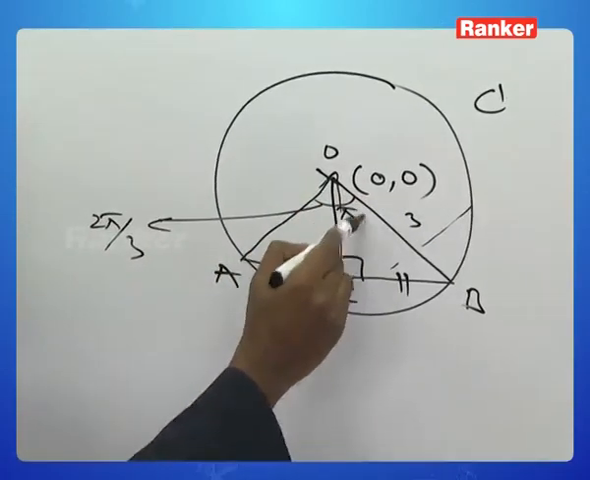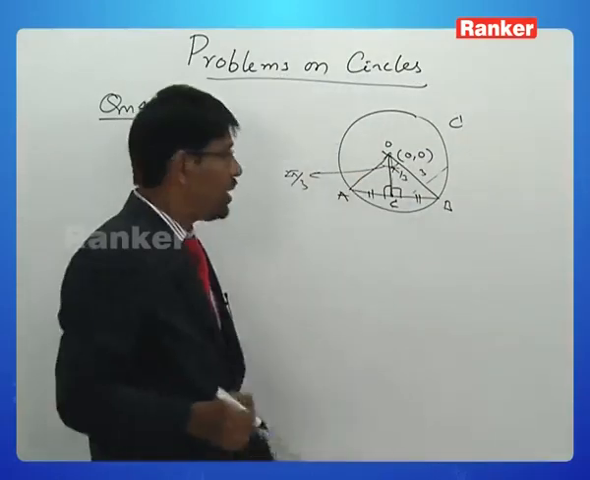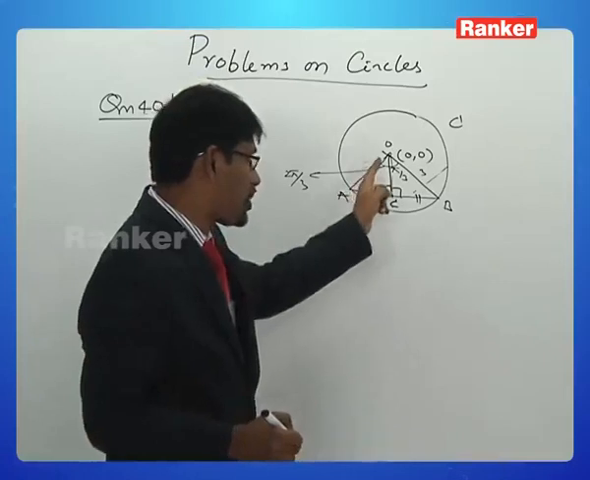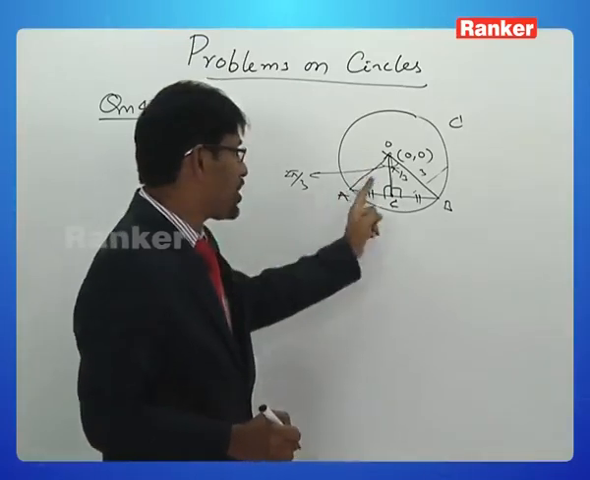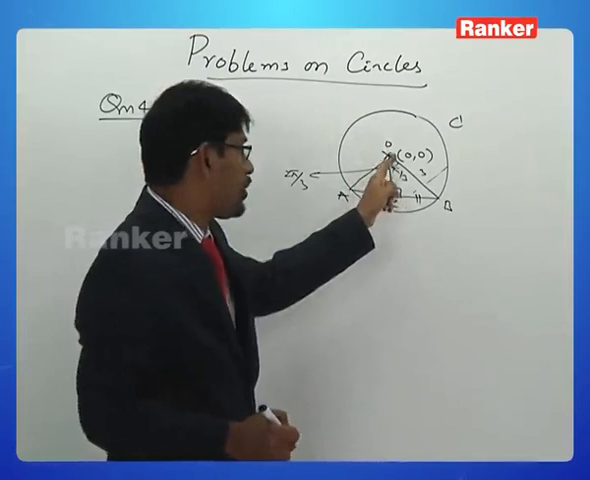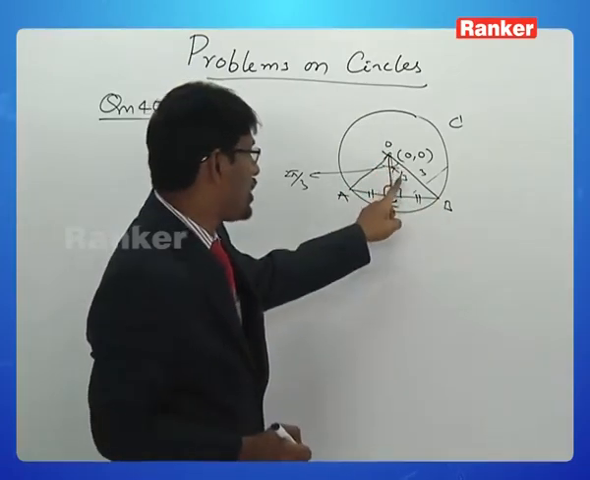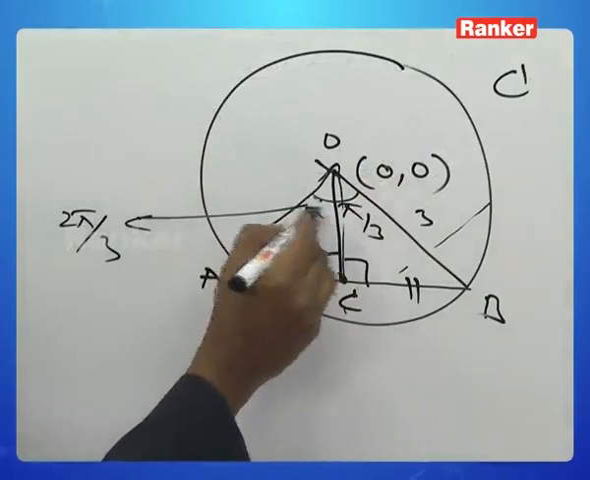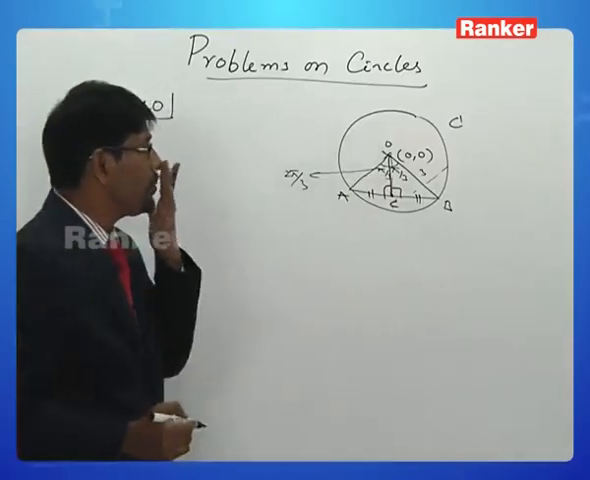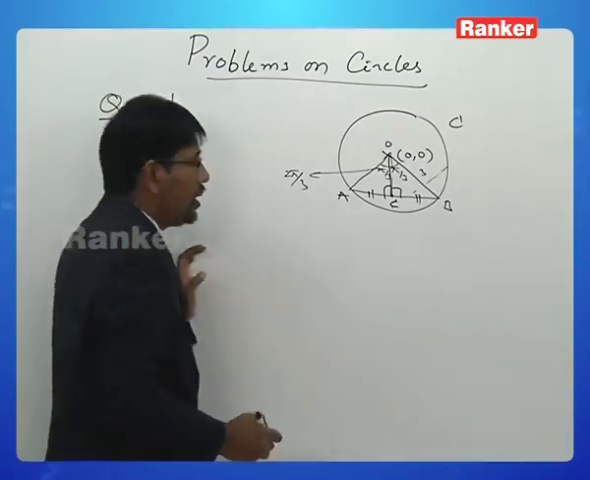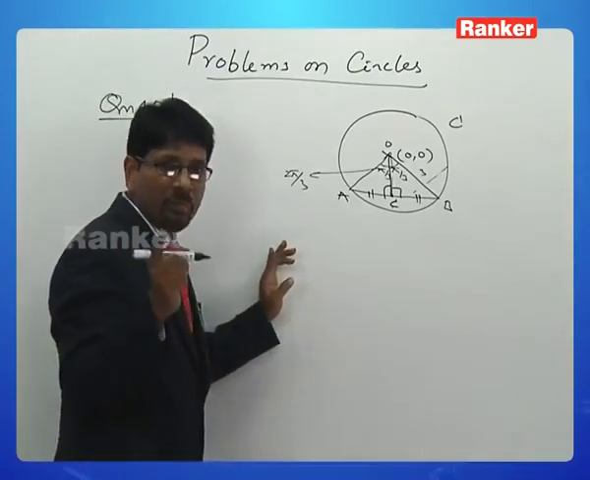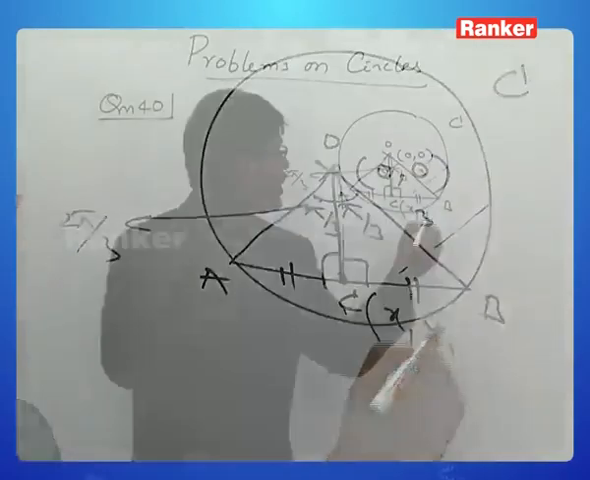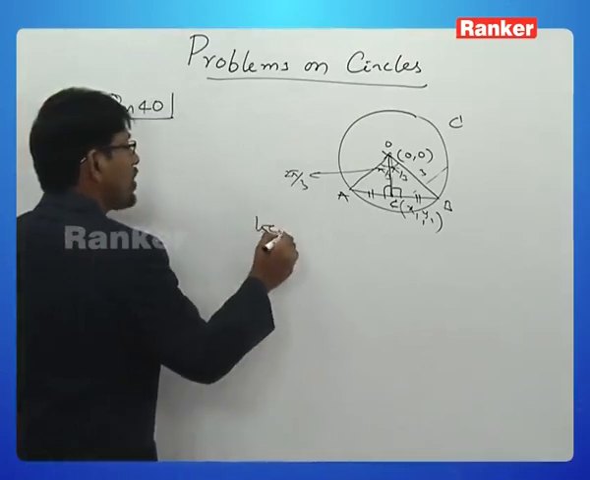Clearly this angle will be pi by 3 because the total is 2 pi by 3. OC acts as the perpendicular bisector of AB. It's also the angular bisector of angle O because triangle OAC is congruent to triangle OCB. Therefore, this angle will be pi by 3, and this part is also pi by 3. Now, we are interested in the locus of the midpoint of this chord. So let us take that midpoint as some x1 comma y1. So what we want is the locus of x1 comma y1.